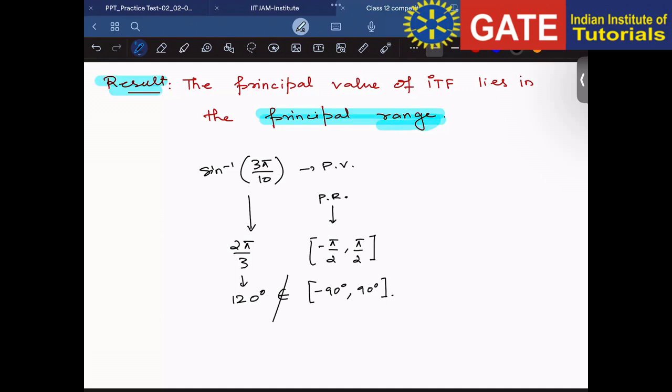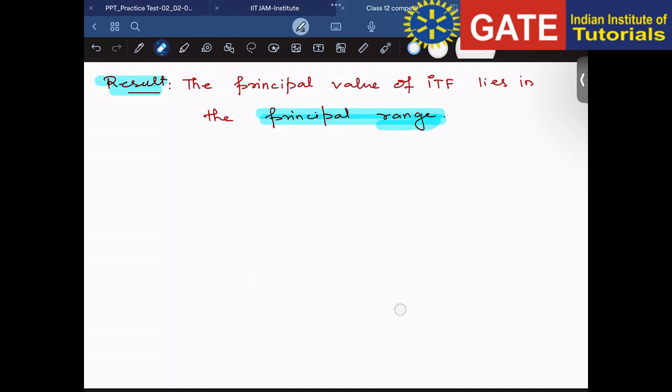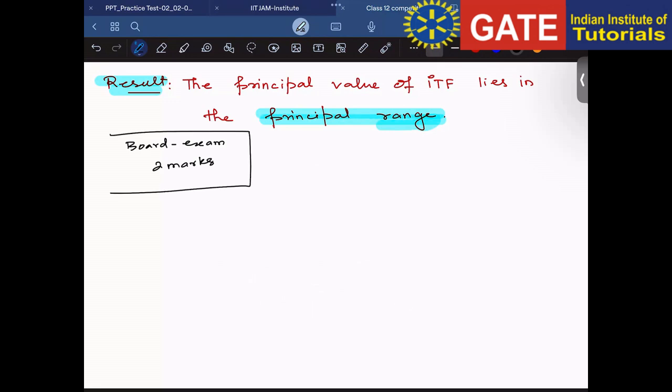Understood? So whatever the principal value of the function is, it must always lie in the principal range. That is what this result is telling. Right. And based on this topic, a 2 marks question comes in the board exam. Done.